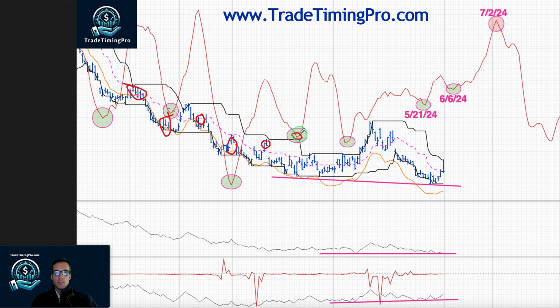Again, the model gave us a signal to look to go long here. If you took your entry at the beginning of the trading day in this bar, you would have broken even or possibly taken a small loss. Now this is where it started to turn around a little bit.